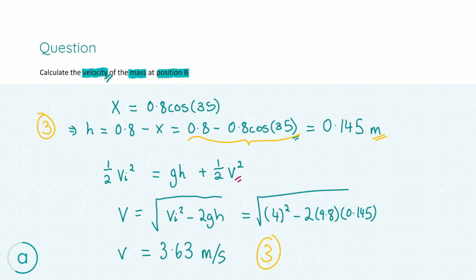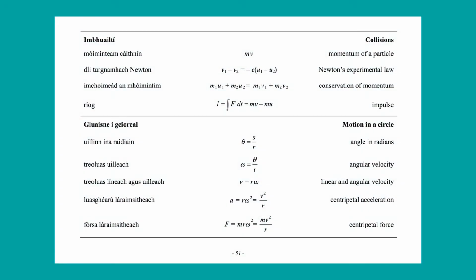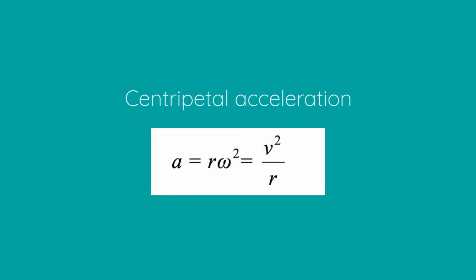Before we move on to our next calculations question, I want to draw your attention to page 51 of the Formula and Tables book, but this time we're going to be looking at the centripetal acceleration formula. a is equal to v squared over r.